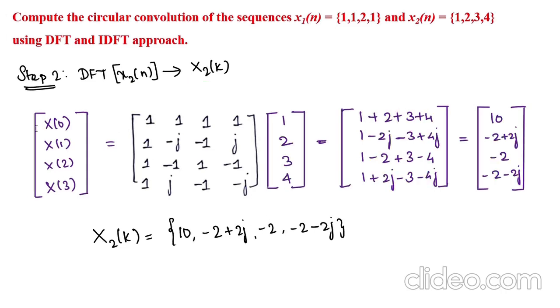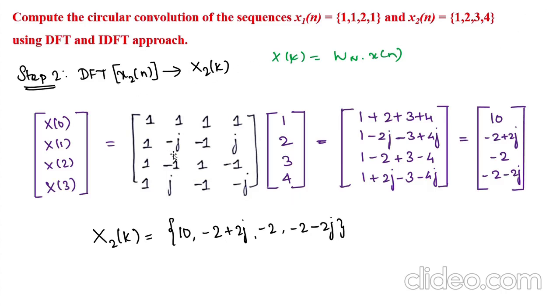In the next step, step 2, I am going to convert this x2 of n to x2 of k. For that, with the same twiddle factor matrix, the formula for DFT using the twiddle factor matrix is x of k equal to the twiddle factor matrix multiplied by x of n. This is the formula which we saw in the first slide. So now the twiddle factor matrix is this, and x2 of n is 1, 2, 3, 4.